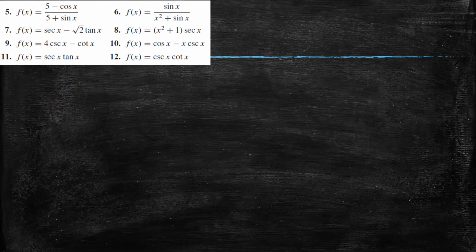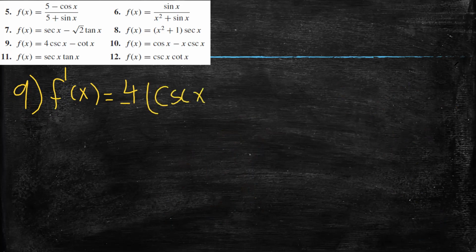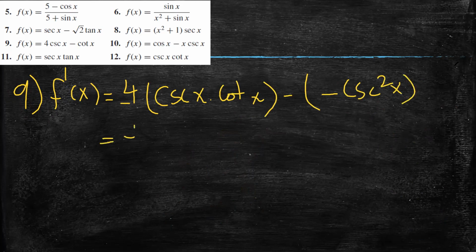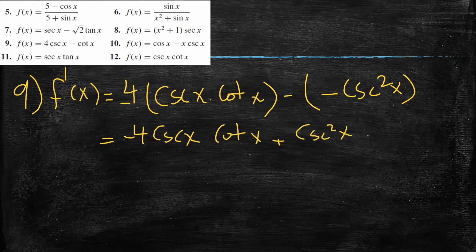Okay, Lana. So in number 9 here, f prime of x will be 4 times the variable. So pick 4 outside, negative, we said. The derivative of cosecant is negative cosecant x cotangent x, and the derivative of cotangent is negative cosecant squared of x. So it will be negative 4 cosecant x cotangent x plus cosecant squared of x. This will be f prime.